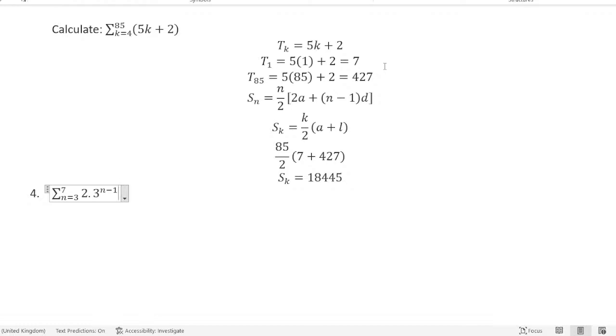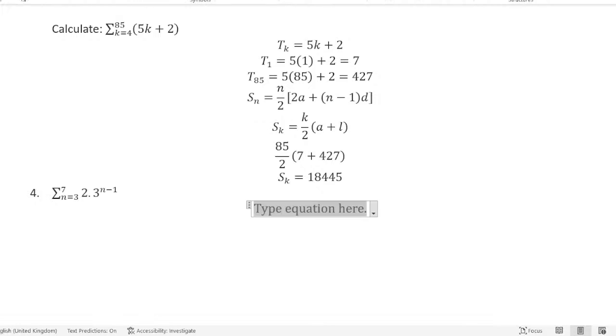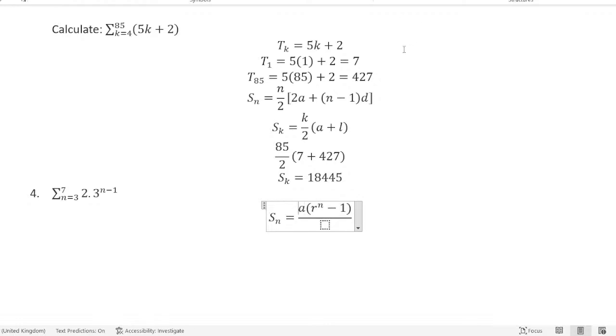As you can see, this is a geometric series, which means you're going to apply the formula for the geometric series: Sn is equal to a times r to the power n minus 1, all over r minus 1.